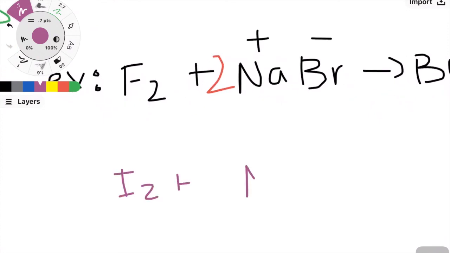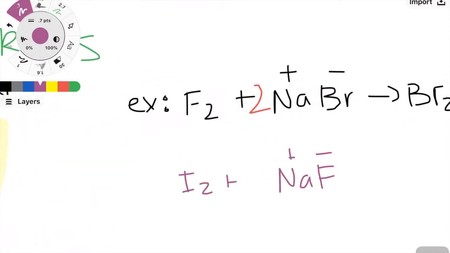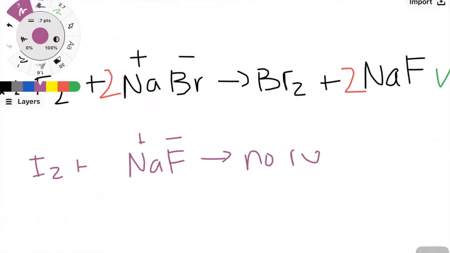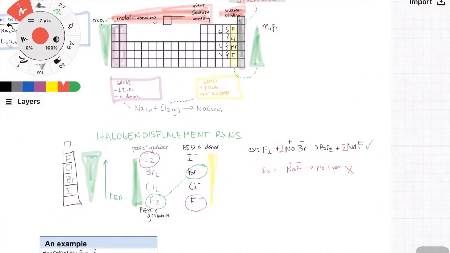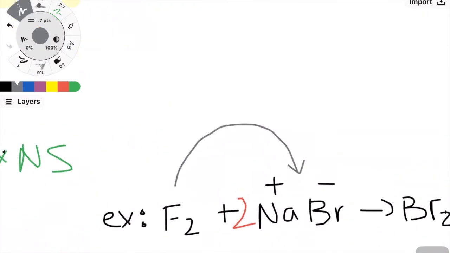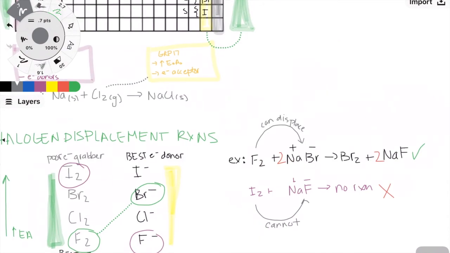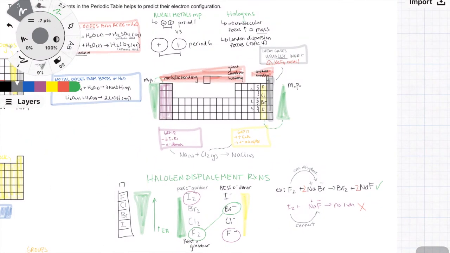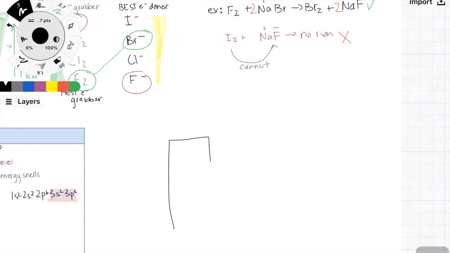Let's take a look at another example. So here we have iodine reacting with sodium fluoride. Again, I circled it on our scale. Iodine is the worst electron grabber, so it's not going to be able to grab the electrons from fluorine. And fluorine is the worst electron donor, so that reaction will not happen. There will be no reaction. So again, fluorine can displace bromine by stealing its electrons because it has a higher, more negative electron affinity and a higher electronegativity.